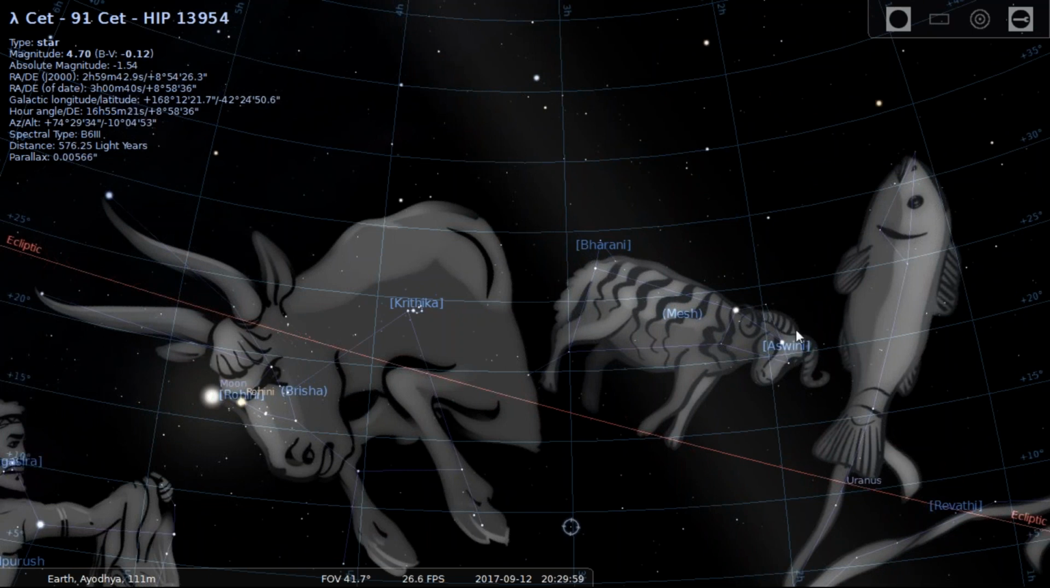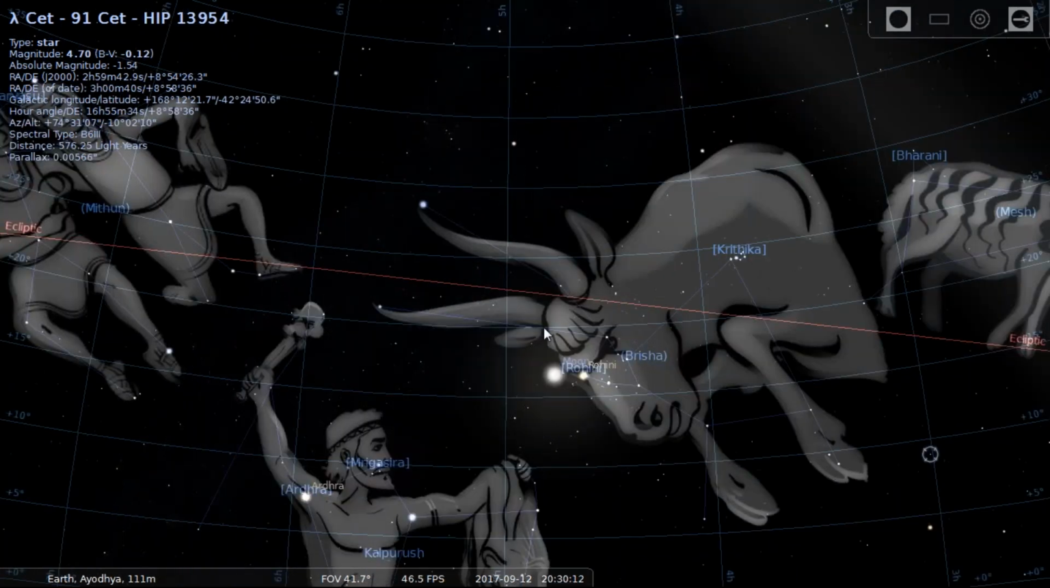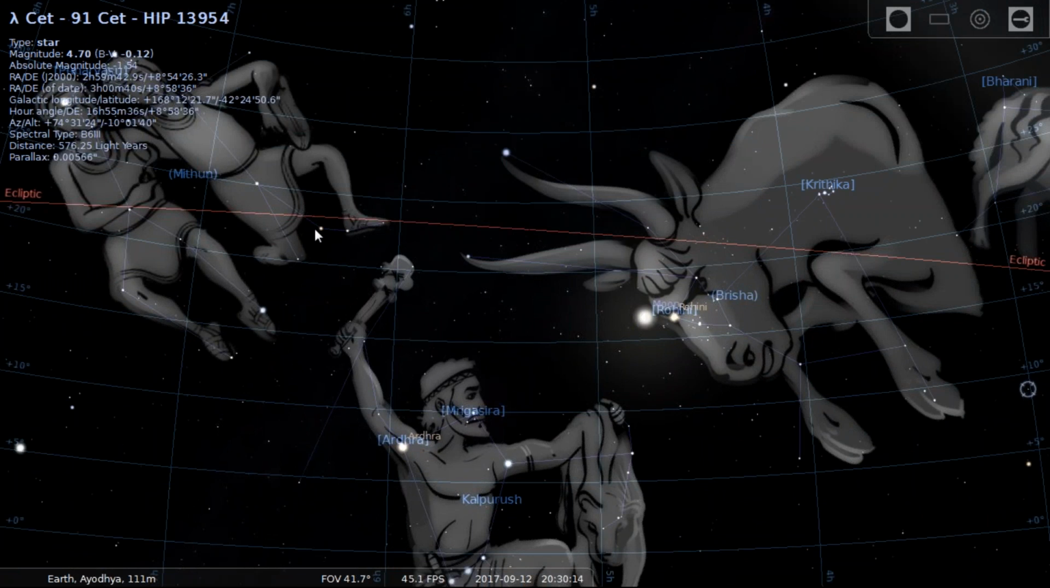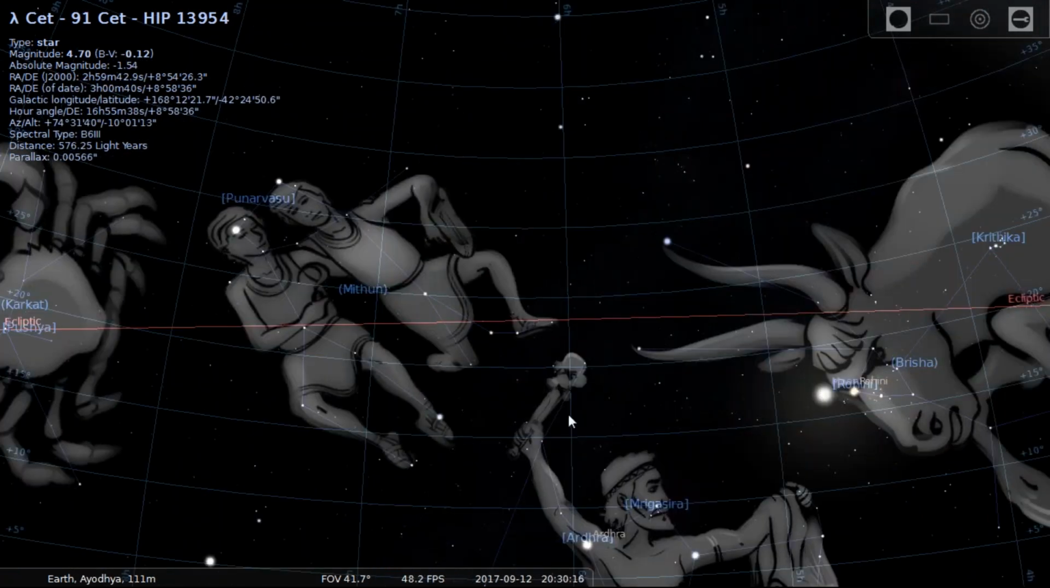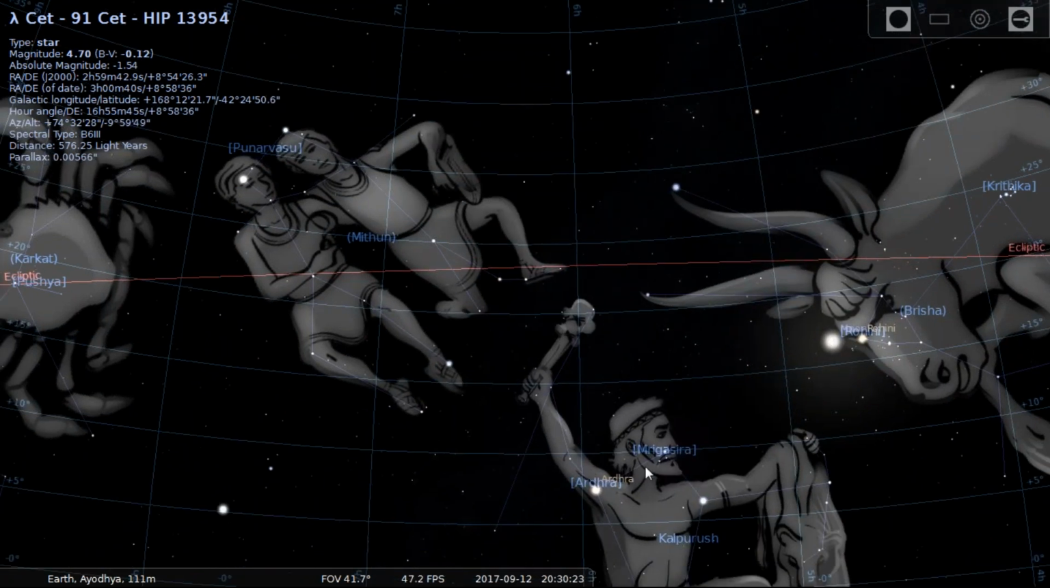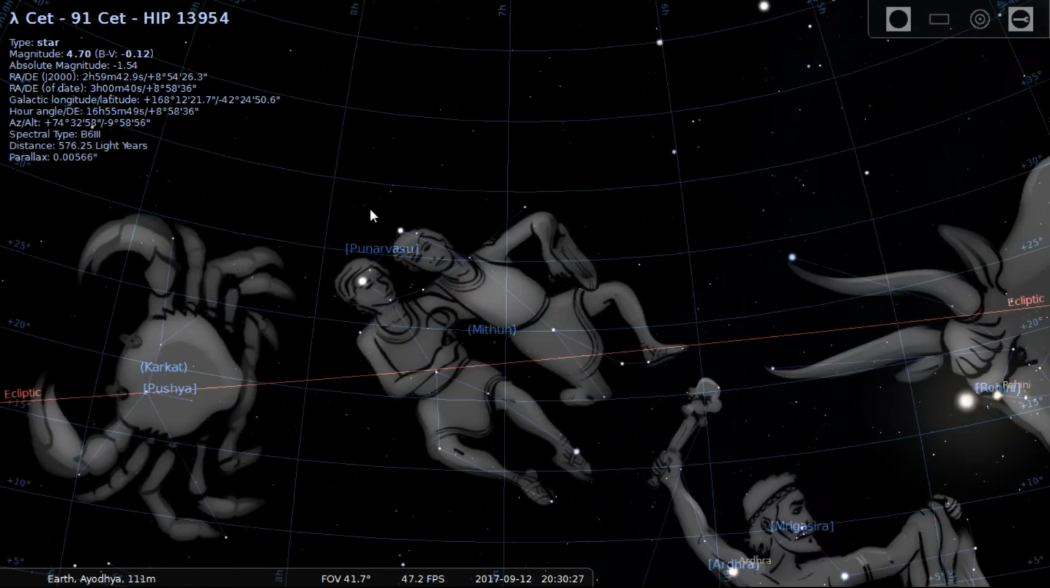Like for example, Ashwini is ruled by Ketu, then Bharni is by Venus. Kritika is by Sun. Rohini by Moon, and so on. Then after that comes Mrigashira. Mrigashira is ruled by Mars, and then Adra. Adra is ruled by Rahu. Then comes Punarvasu. Punarvasu is ruled by Jupiter.